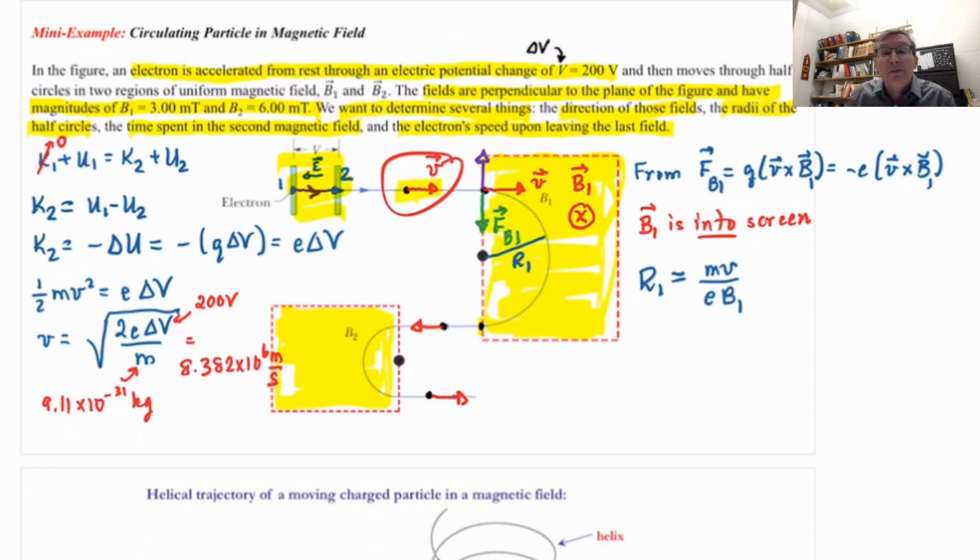Now just plug in numbers. The m is the mass of an electron. We just found the v, 8.382 times 10 to the 6 meters per second. The v is constant, remember, the magnitude. Little e is known, and B1 is 0.003 Tesla. So you put all those numbers in for R1. You'll get 1.59 times 10 to the negative 2 meters, which of course would be 1.59 centimeters.